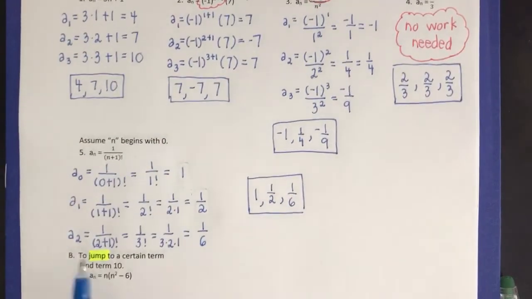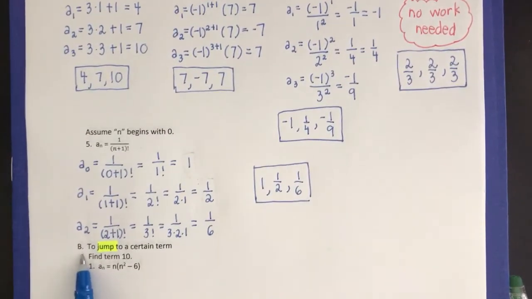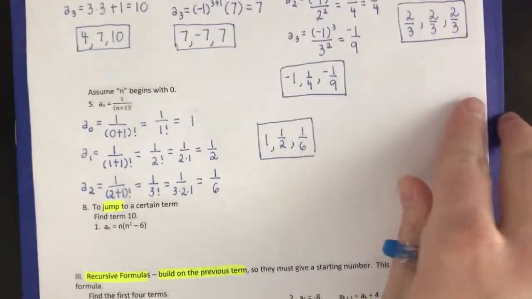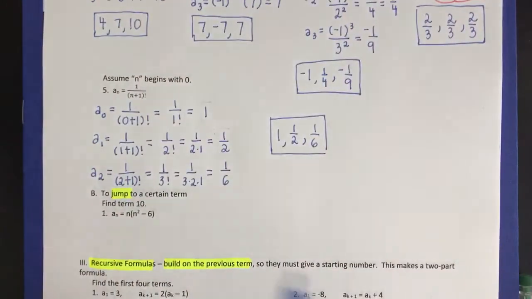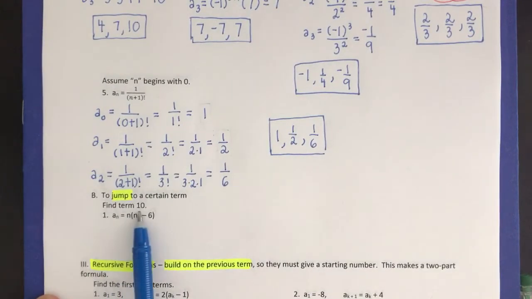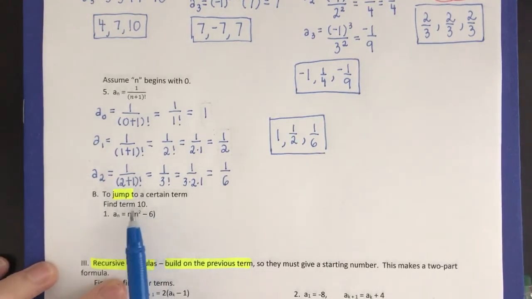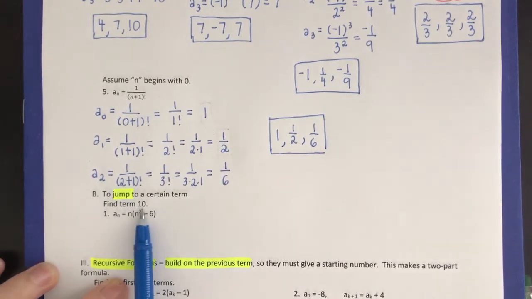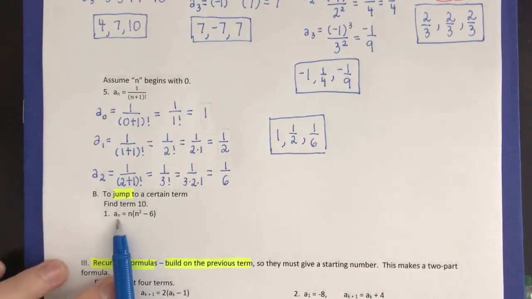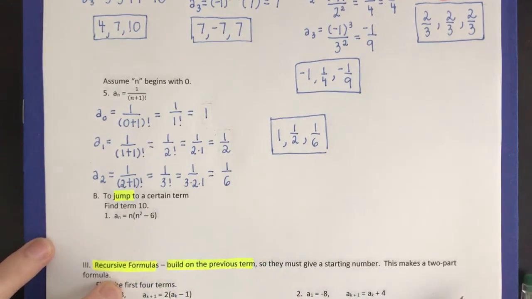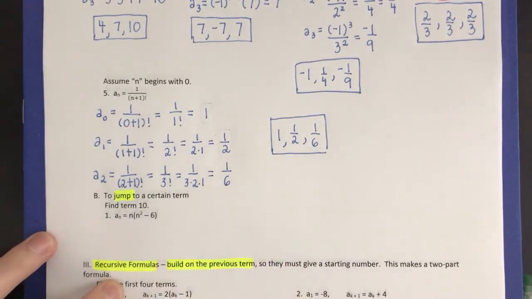so let's talk about part B, jumping to a certain term. This is definitely going to be important as we move along this lesson. So say we want to find term 10. You don't want to have to find term 1, 2, 3, 4, 5, 6, 7, 8, 9 first. It's nice to just be able to jump to term 10. Okay, so let's use this formula to jump to term 10. And with an explicit formula, you can do that.